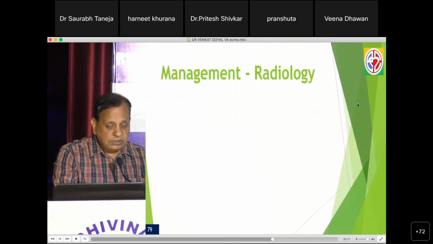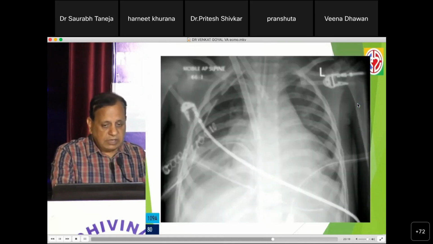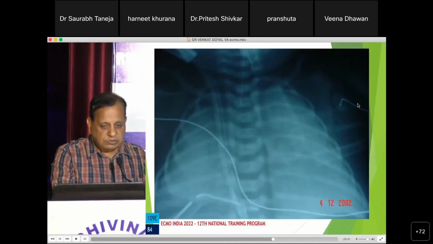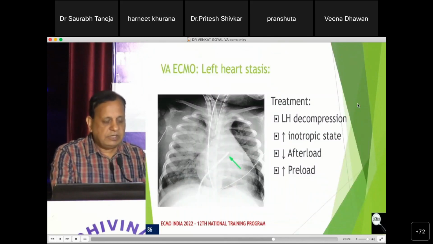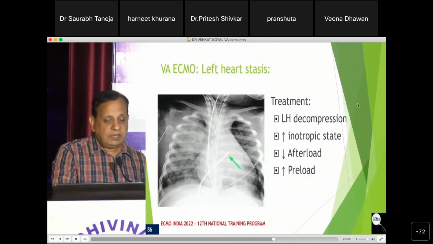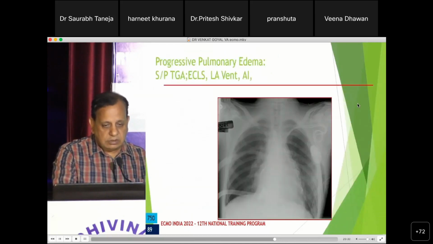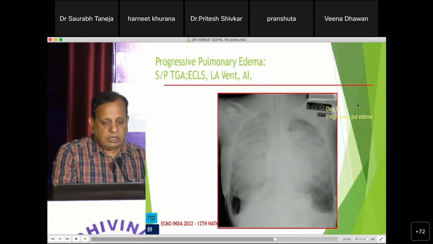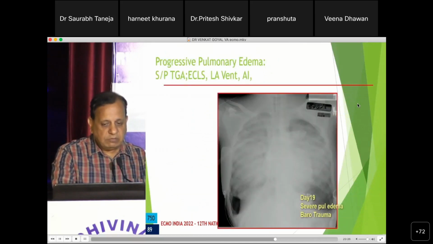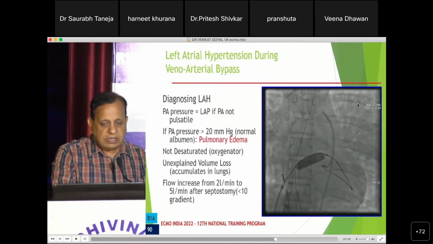Management in radiology is a separate topic, but I'll just show you a few pictures. Time is short, so I cannot cover them, but this is how radiology helps in assessing and treating the patient on ECMO. These are all radiological pictures for helping the patient on VA ECMO and determining the condition. This is left atrial hypertension. You are doing a balloon atrial septostomy.